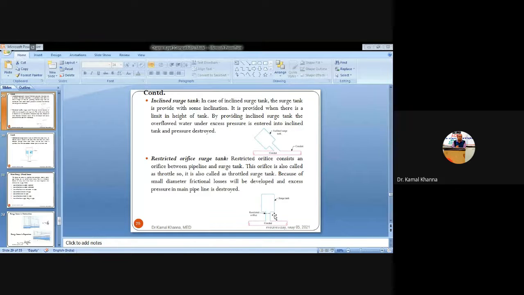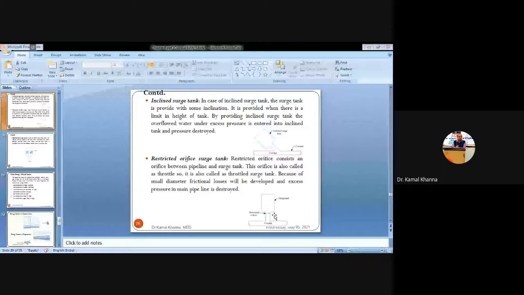So this is the concept behind using this orifice in the restricted orifice surge tank, because at the entry we have reduced the area, we have reduced the pressure itself, and that pressure is being converted into kinetic energy, that is, the velocity will be increased, and hence the water will enter the surge tank very quickly from the conduit, because in between the surge tank and the conduit we have installed an orifice.